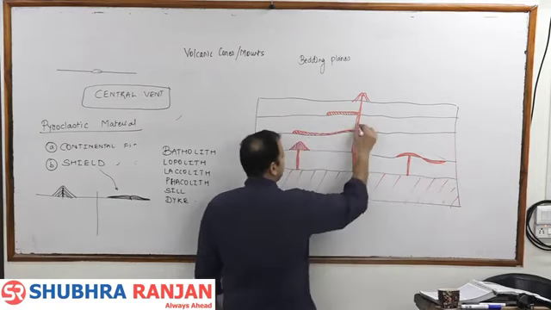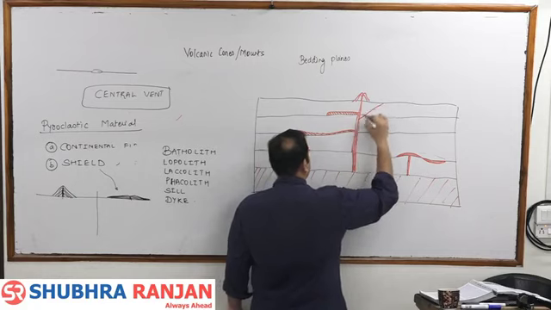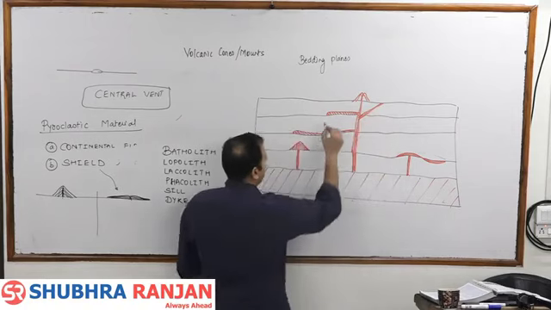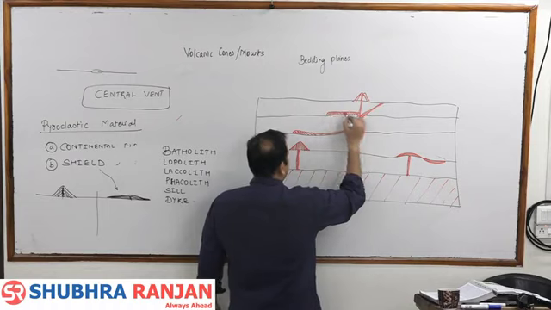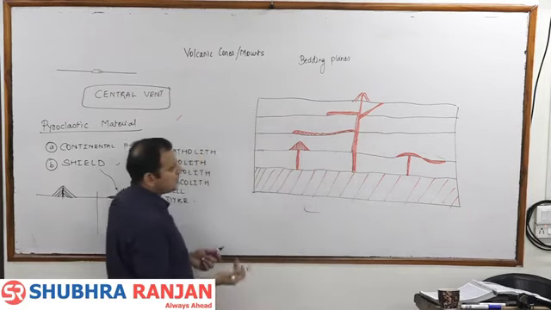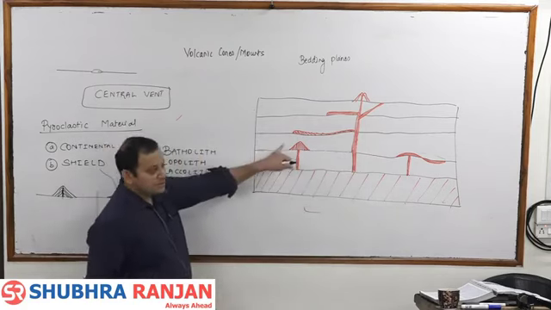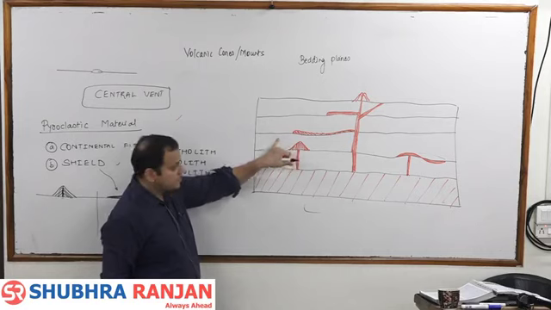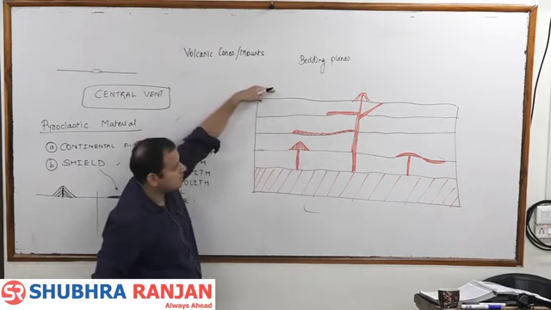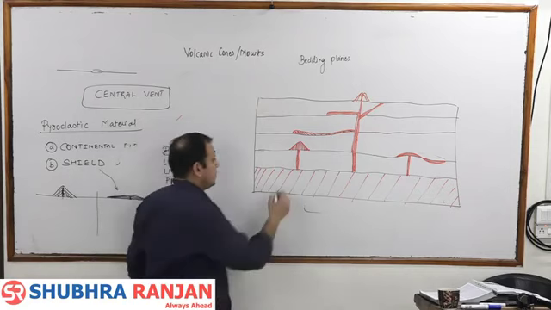Or sometimes it may come up and solidify in this manner. Where is this diagram from? GC Leong. So these are the different kinds of rocks or landforms associated with volcanoes, but you will call them intrusive. You will call this extrusive.